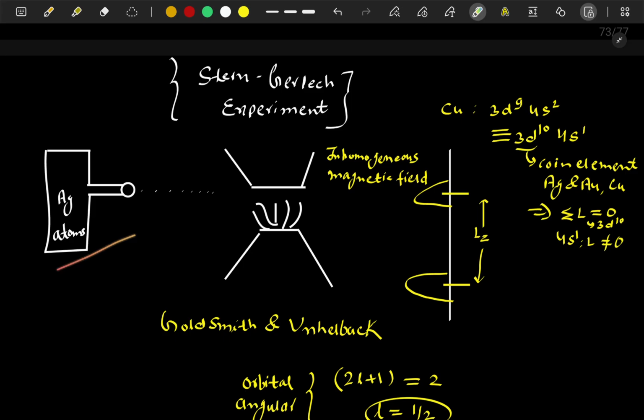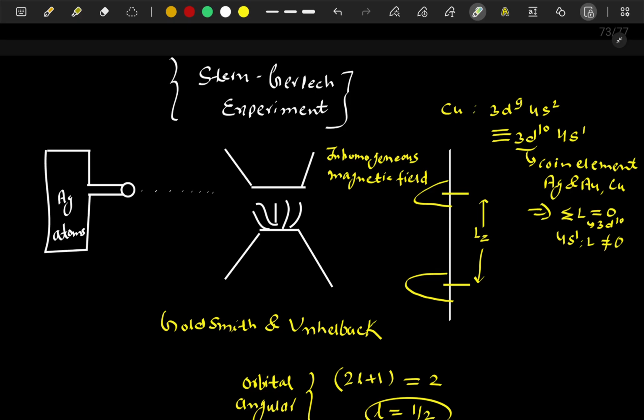So here are silver atoms and the gun. This is the oven and this is the screen. So we are getting two separate lines, two separate patterns. And why it is happening, there is a certain explanation regarding it. I don't have time to explain all this because we are fixing the examination part, not the interview part. So it is what it is.